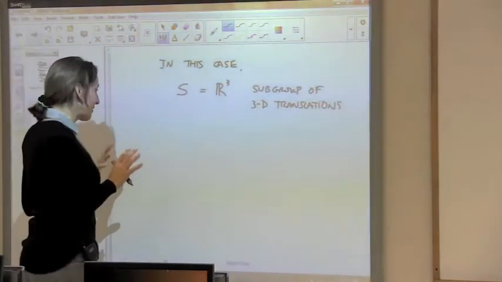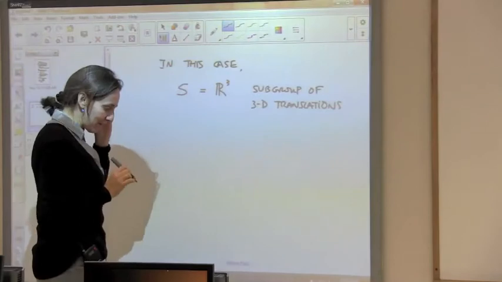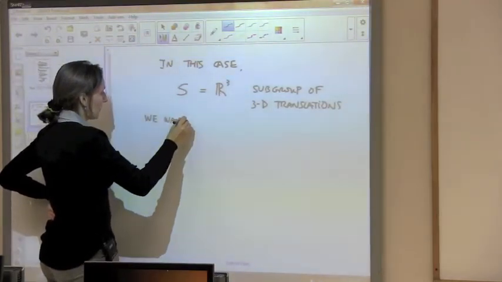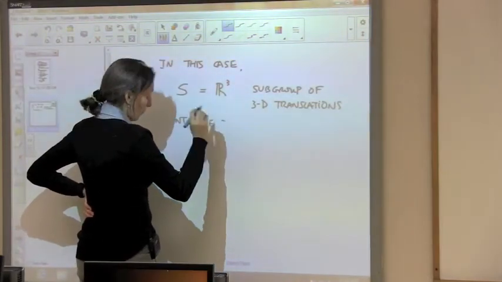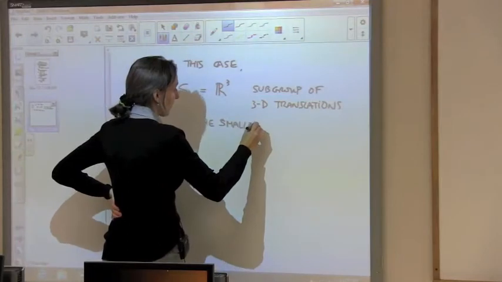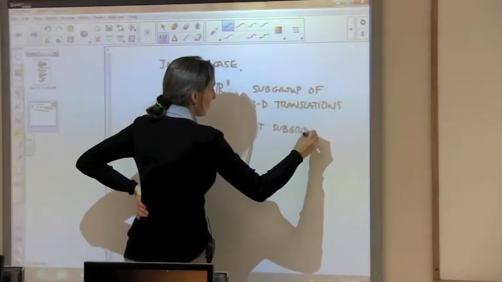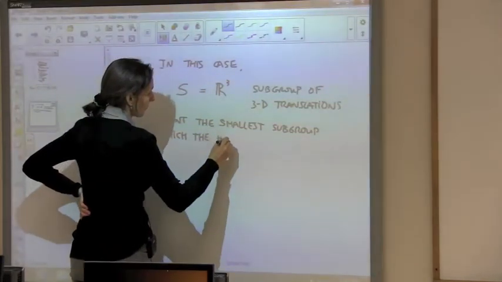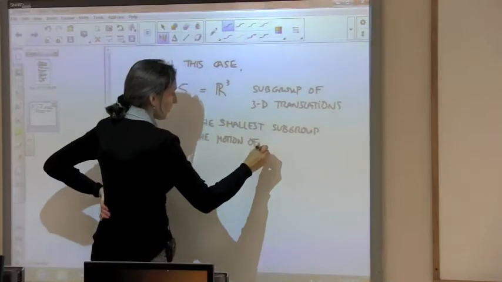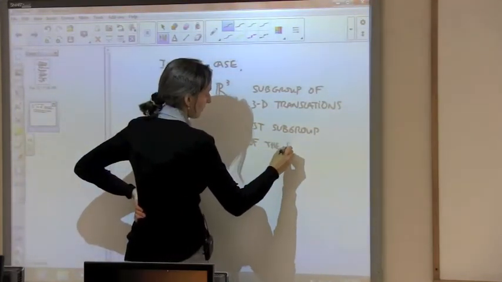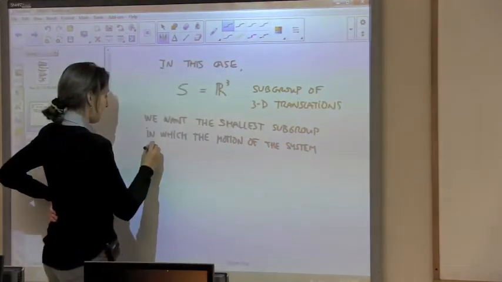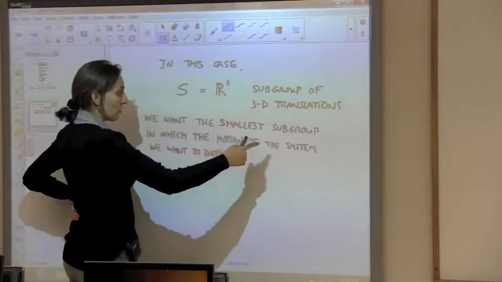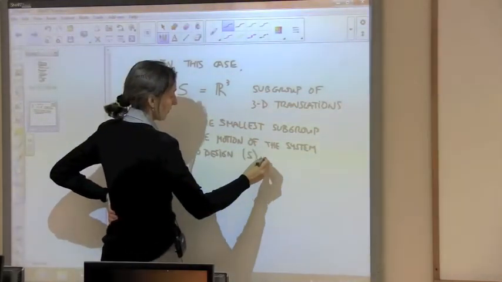Okay, this is kind of conceptually difficult to understand, and we will do some examples, but let me see if I can explain that. So, we want the space, or the smallest subgroup, in which the motion of our system, the system we want to design, and this, the motion of the system we want to design in general will be S, is contained.